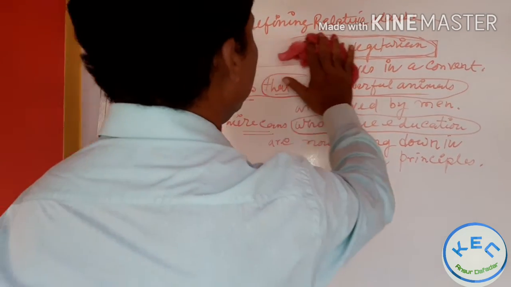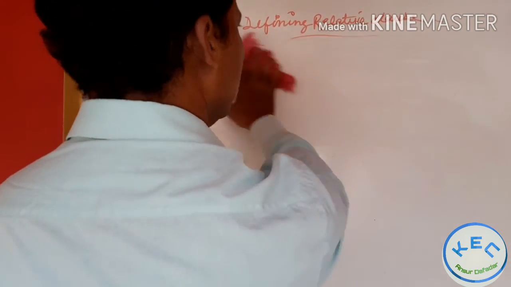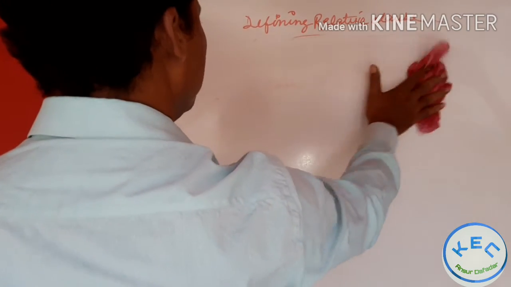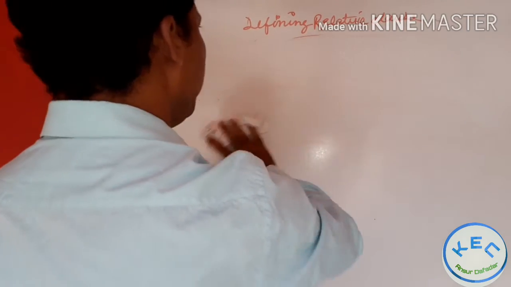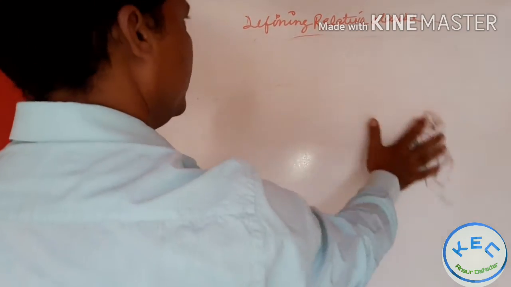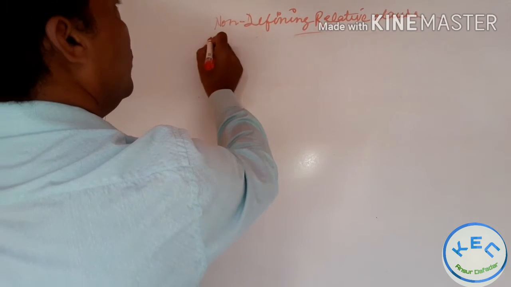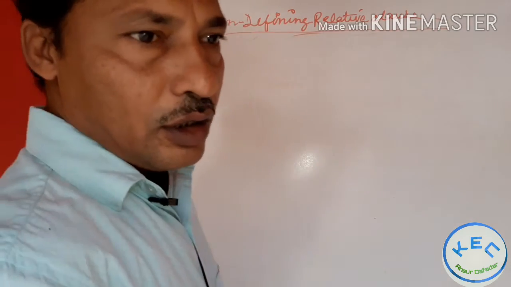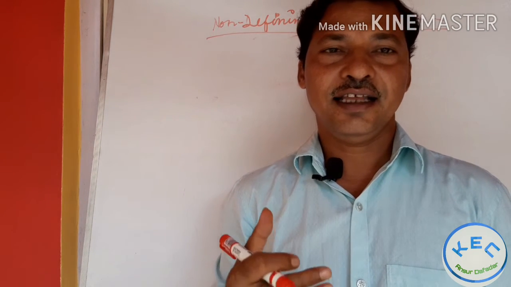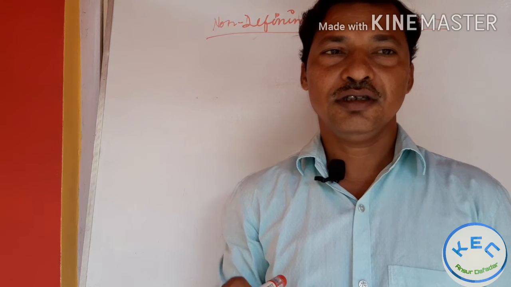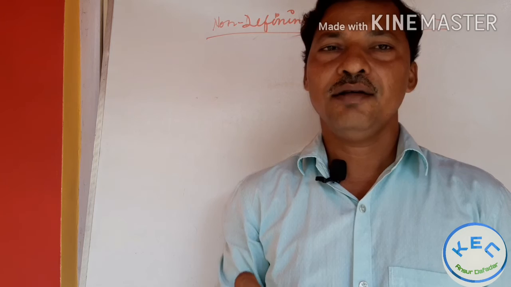Now let me explain non-defining relative clause. Non-defining relative clauses are unrestricted relative clauses that give additional information about the noun, and it is usually indicated by a comma beside the noun.